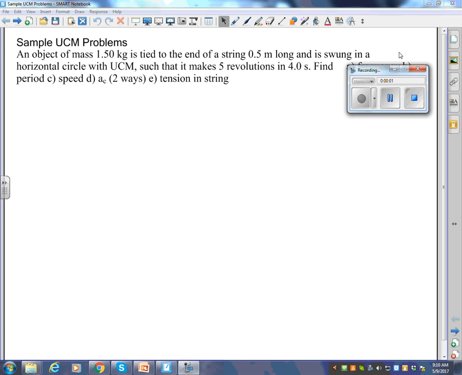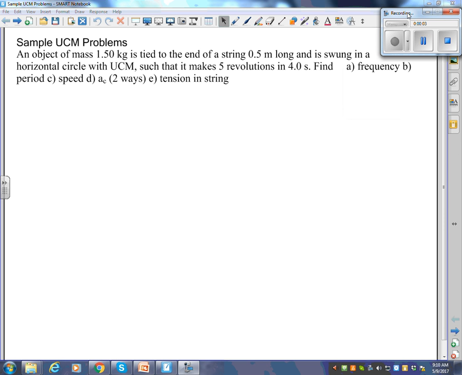Today we are dealing with horizontal problems only. Vertical ones are a little bit more challenging, but we'll get to those.